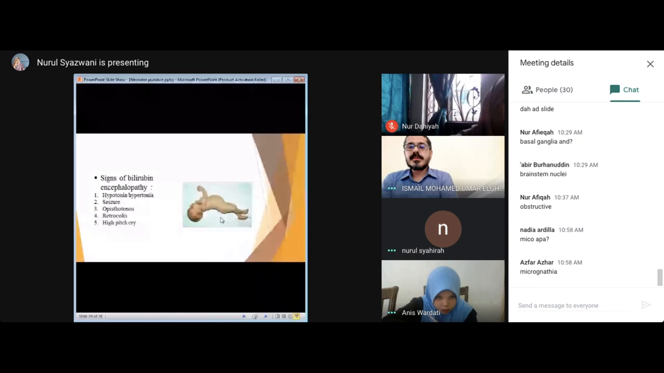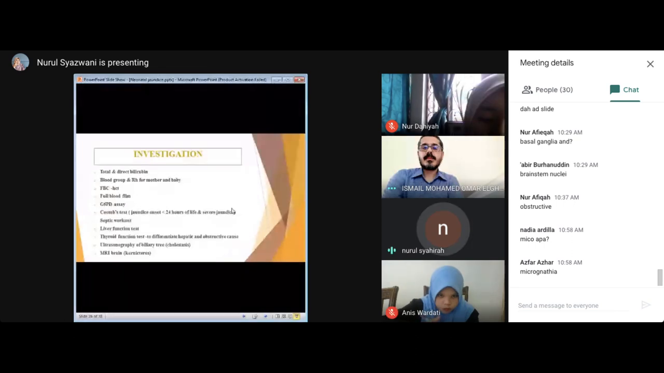Okay, so for the investigation, we must do the total and direct bilirubin level. And then we must do the blood group analysis for mother and baby. We must do the full blood count to look for the hematocrit, if there is any polycythemia, and then a full blood film if we suspect spherocytosis. And then the Coombs test. Then we must do a septic workup and liver function test.